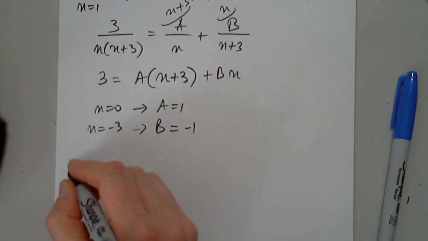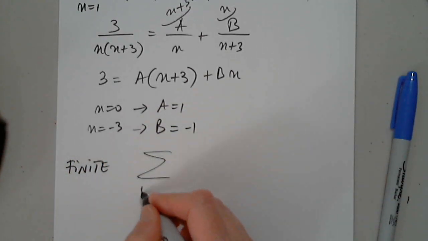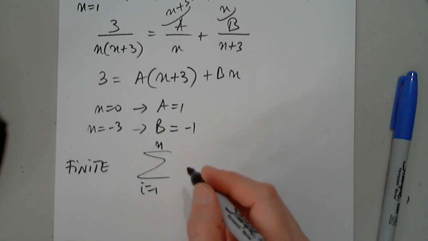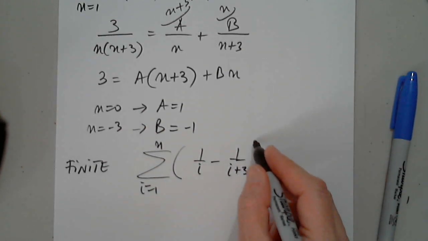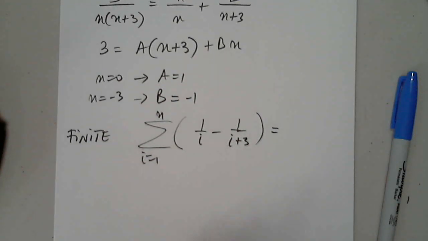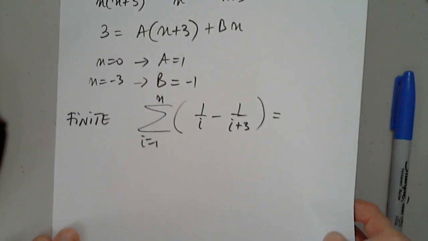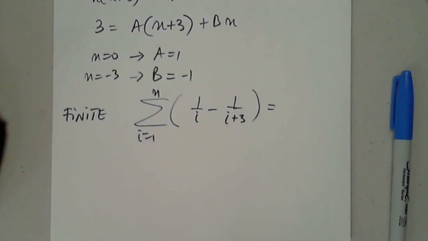Yes, we will look at the finite situation. The sum from i equals 1 through n of 1 over i minus 1 over i+3. And again, like we just went through this process a minute ago, we're going to do the same thing and then see what happens and get the nth partial sum and then continue from there. So let's see what we get.